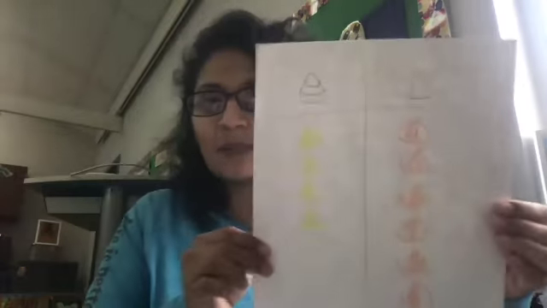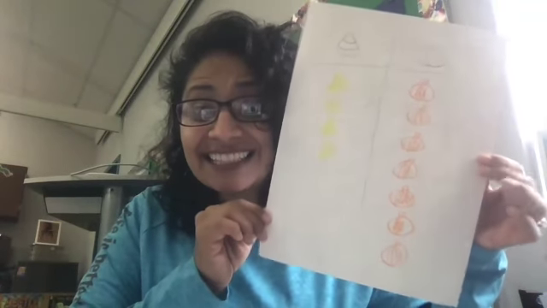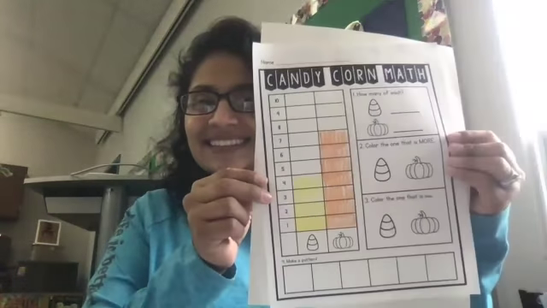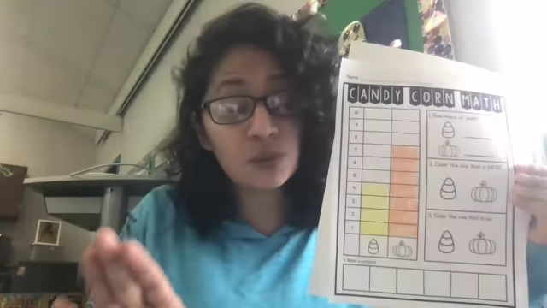So your blank piece of paper should look like this. Look at that. See, they're not perfect. That's okay. They are my best. And your graph should look like this. Very colorful, right? Now, remember, you can choose whatever color you'd like. It doesn't have to be yellow and orange. So we're going to continue moving forward.